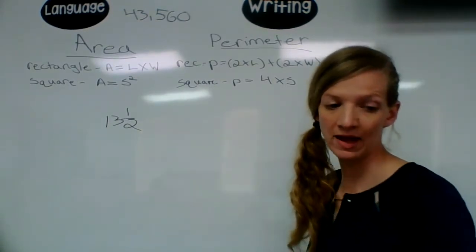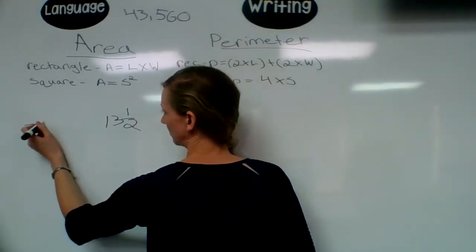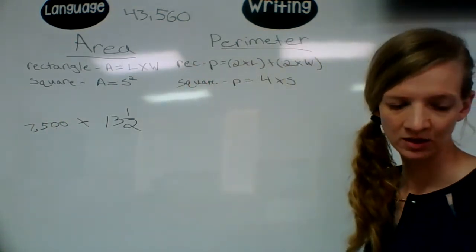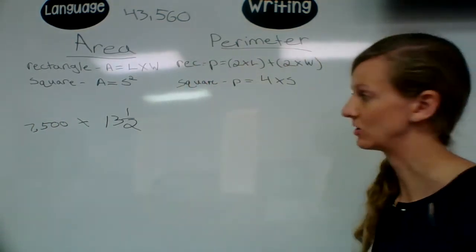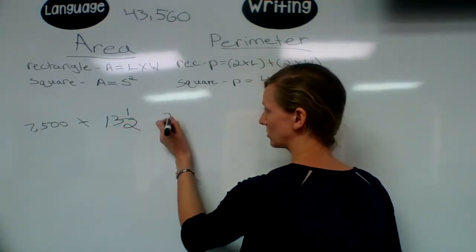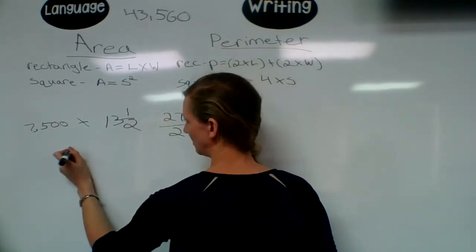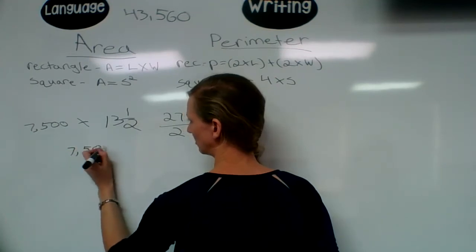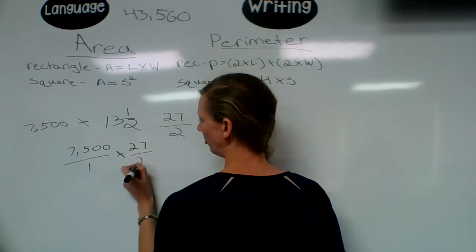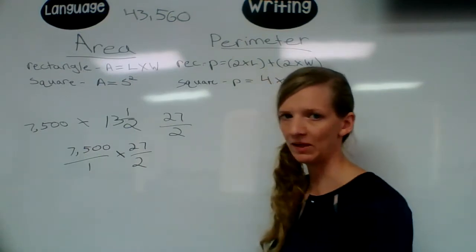And we've learned how to do that. If it's a whole number, okay, times a mixed fraction, then you need to make them both into a fraction. So this you make into an improper fraction. 2 times 13 is 26, plus 1 is 27, over 2. And then you put that 7,500 over 1. Then you multiply. Now first you see if you can cancel anything out. Now this ends in 0, so we know that we can cancel that out.